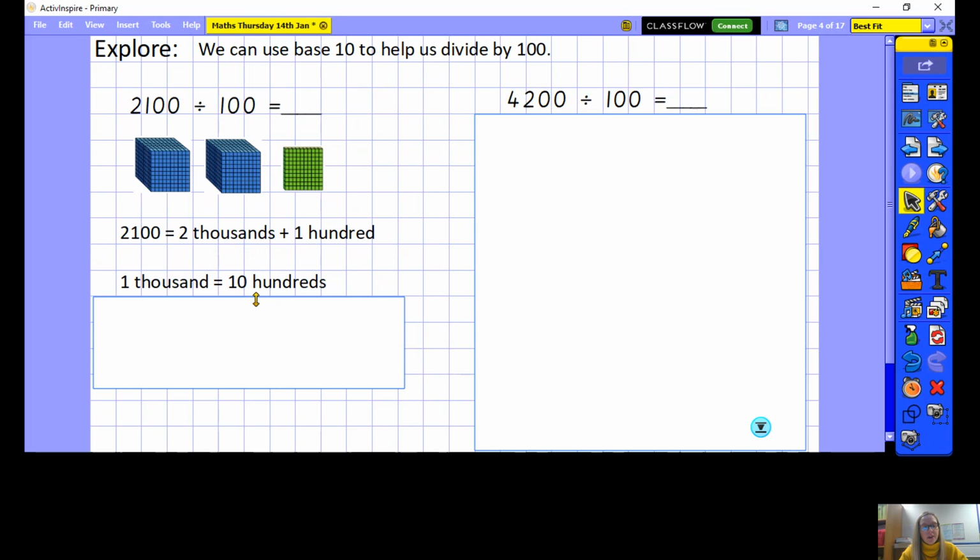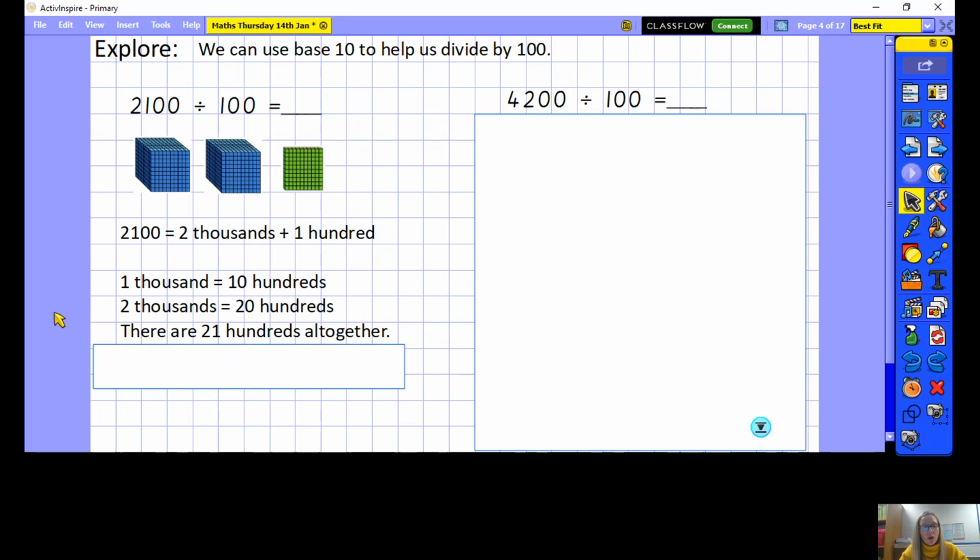So 1,000 is equal to 10 hundredths. 2,000s is equal to 20 hundredths. So that means there are 21 hundredths altogether in 2,100. So we're thinking about how many hundreds are in 2,100. So there are 21 hundredths altogether.